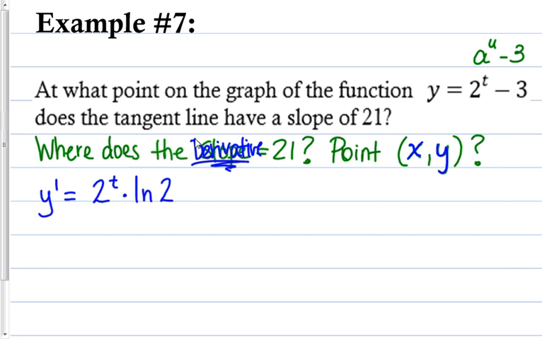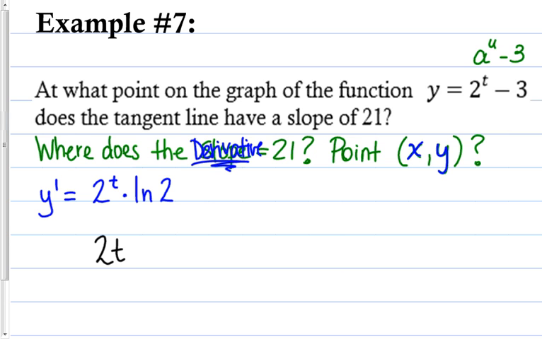Yay! So there's my derivative. Now, my job is to make this derivative equal 21, because I'm trying to figure out where this happens. Where does the derivative equal 21? So I have to make it equal to 21 in order to find out where.